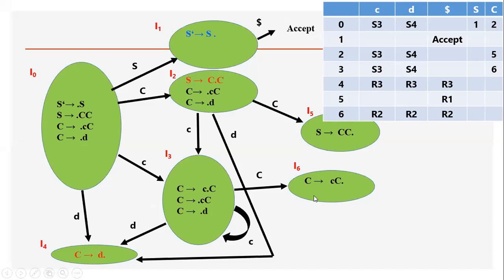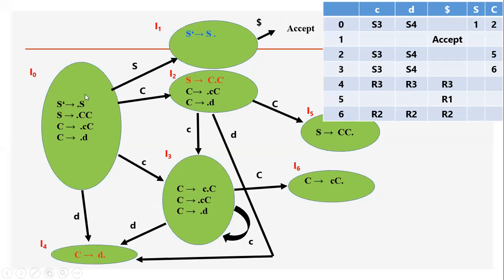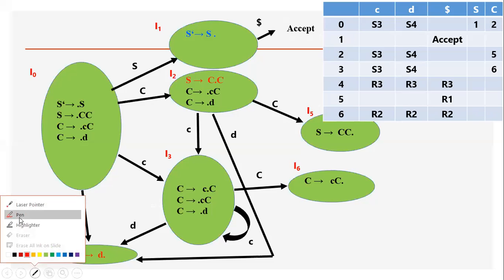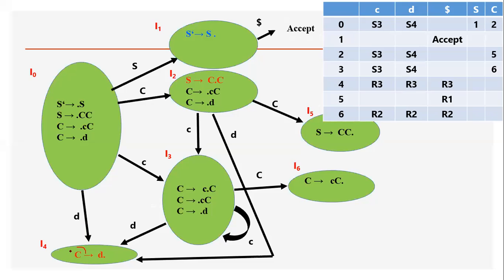I6, we are not having any outgoings. Now, you have to consider these places where there is a dot at the end, for reduction. So how to consider? We have to find the head, because in all these particular cases we are not having a dot at the end. This is a special case. You leave that other particular state. Only in I4 we are having a dot at the end. So what you have to do is find the follow of that head.